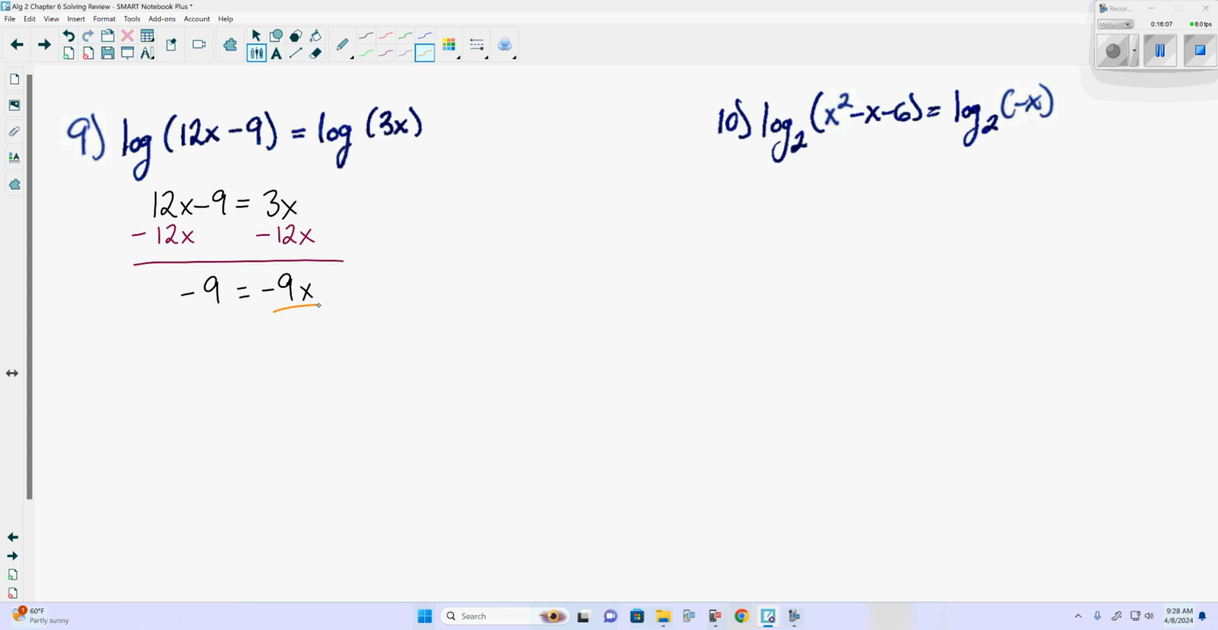At this point, we can divide both sides by -9, telling us x is equal to 1. That's it.